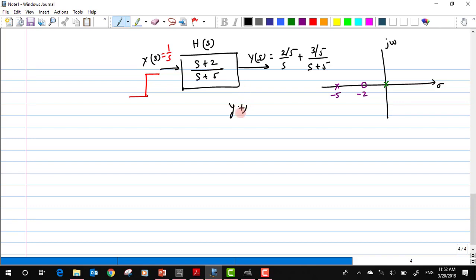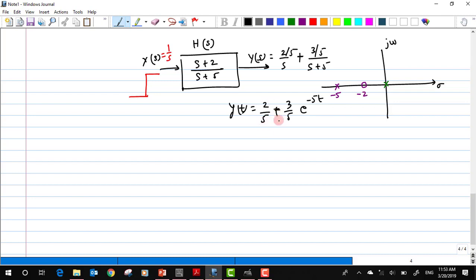Now what would be the value of this y of t? Yeah, so we know this 1 by s would turn out to be 1, so I have 2 by 5, so it would be 2 by 5, and we also know that this particular term would translate into 3 by 5 e to the power minus 5t. Now the point is, we are not really worried about the output as of now for the step input, but what I am really worried about is which are the terms that are contributing to what. Which are the poles which are contributing to which particular part of my system response.